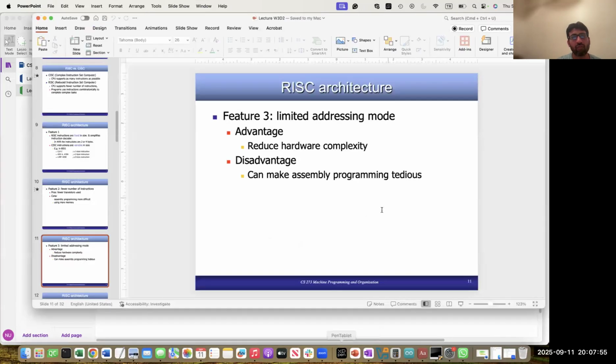So if you have limited addressing modes, this means your hardware will be less complex. But if there are, let's say, 7 different ways of specifying the location, it will give you more flexibility, but it will make your hardware more complex.